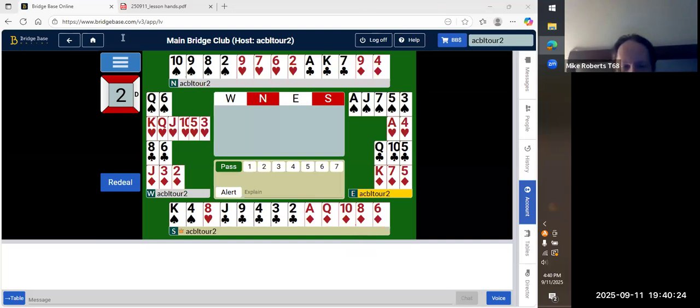A couple of the hands are situations that people think it applies, but it doesn't apply. That one's going to be a tricky one. But we'll start with board number two.